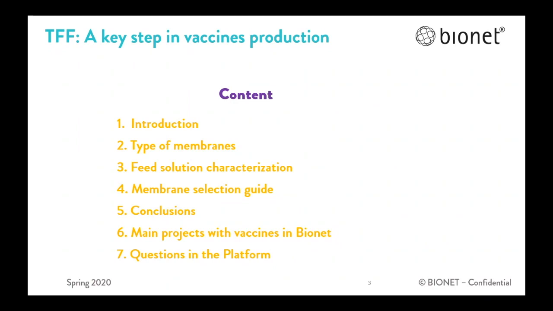Briefly, the content of the webinar is divided into an introduction, a second chapter for presenting the main types of membranes, a third section for showing the parameters used for characterizing the feed solution, followed by a guide for selecting the most suitable membrane module and the final main conclusions. I don't want to finish the webinar without showing you an example of one of the plants we have developed in Bionet for vaccines production. And last but not least, we will also have time for questions in the platform. Let's start from the beginning.